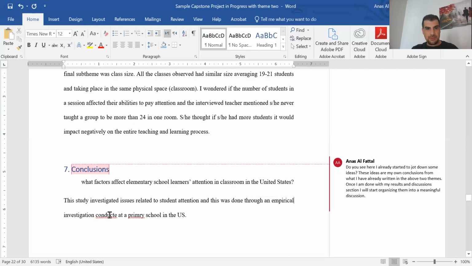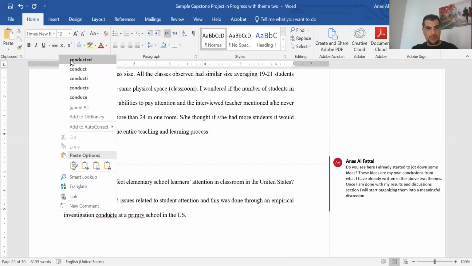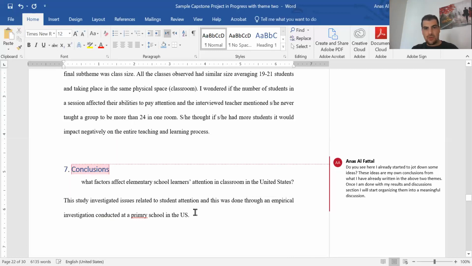Whenever I type, I make lots of typing mistakes. I don't stop at each one because I want to keep the flow of the sentence and the way it's going. So I usually go back later for these typos. So this study investigated issues related to student attention, and this was done through an empirical investigation conducted at a primary school in the US.